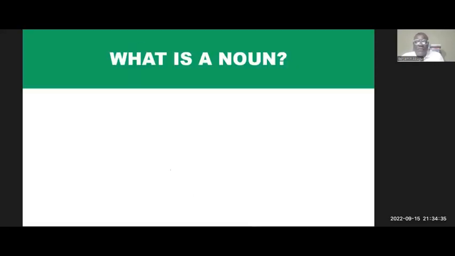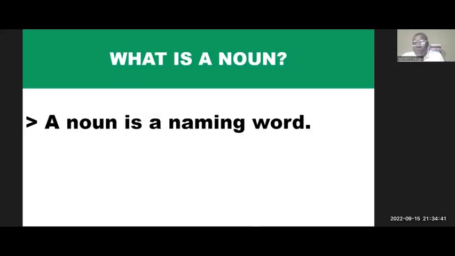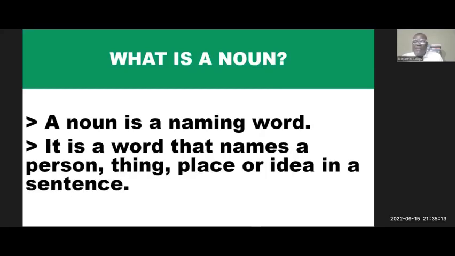So let's begin to take this one by one. First of all, what is a noun? A noun is a naming word. That's exactly what a noun is. It is that word that identifies a person or a thing or an idea. And so whenever you call the name of someone or the name of something, that name is a noun, because a noun is a naming word. Okay? And so it is a word that names a person, thing, place, or idea in a sentence. That's exactly what a noun is.